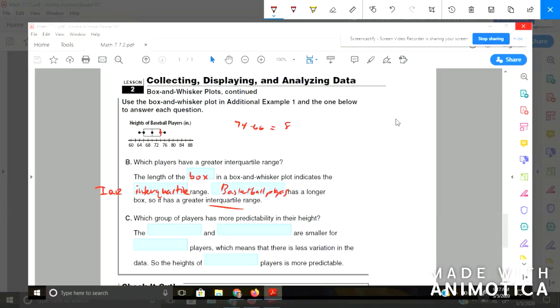Go back and take a look at your interquartile range for your basketball players in the first example. It went from 78 to 68, which gives us 10. So like we said here, the basketball players have that longer interquartile range, or that bigger box. So their interquartile range is greater. What does that mean? Letter C says, which group of players has more predictability in their height?